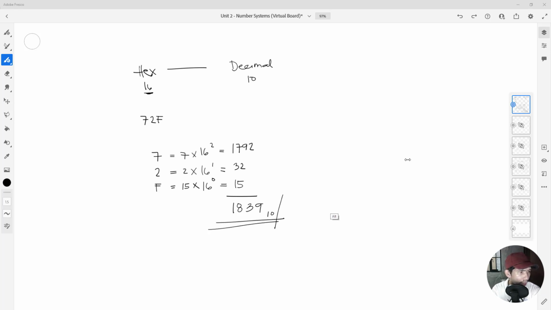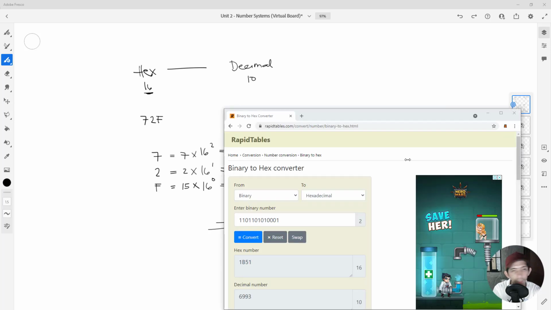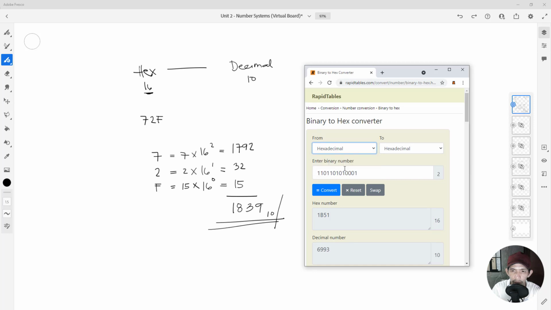So, we can check in our checker sa website. So, we have here hexadecimal, and we're going to convert it to decimal. So, the hexadecimal is 7 2 F. So, if we convert it, that is 1,839. So, tama yung naging computation natin. So, that's how you do hexadecimal to decimal conversion.